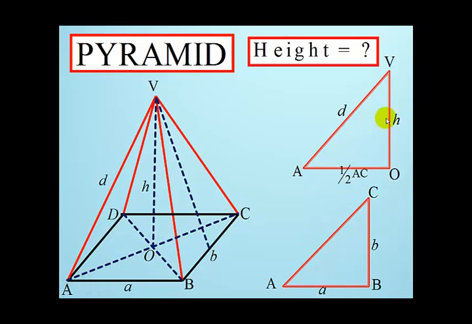Now, considering right angle triangle VAO, VA is D, VO is the height. That is what we are searching for. And AO is half AC. So let's look at how best we can find AC, so that when we get AC, we can take half of it, and that will give us the distance from A to O. Now, we are going to consider another triangle in which AC is one of its sides, and that is triangle ABC, where the distance AB is A and the distance from B to C is B.